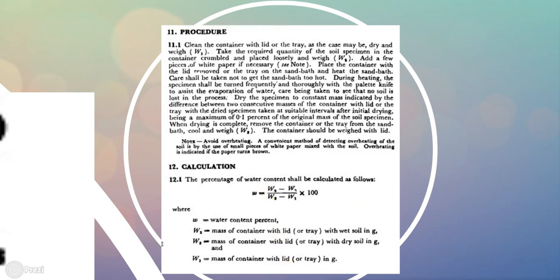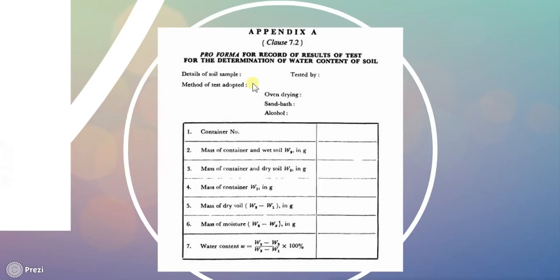Going forward, the observations or pro forma for this test will be the same as previously done. Container number, W2, then W3, then W1, W3 minus W1, W2 minus W3, and water content. Make sure you are writing water content in percentage.